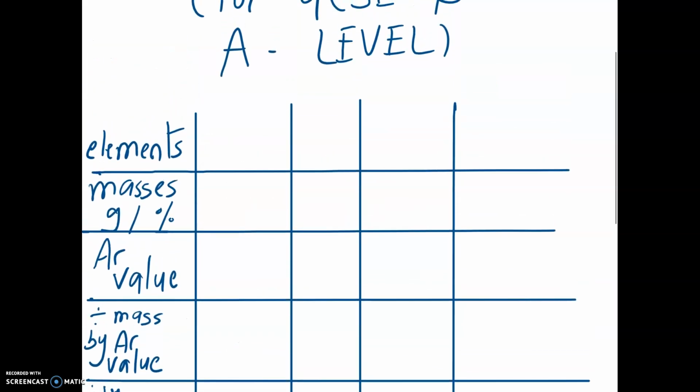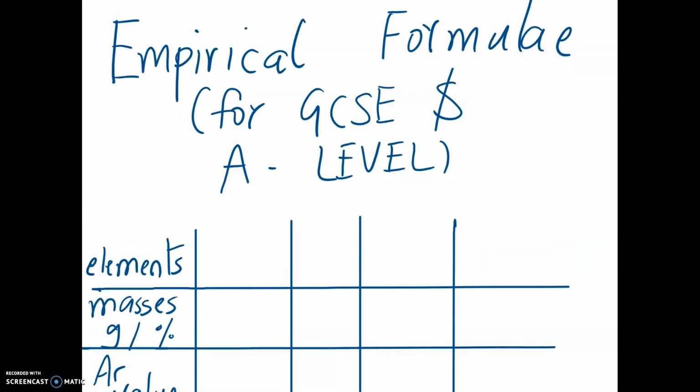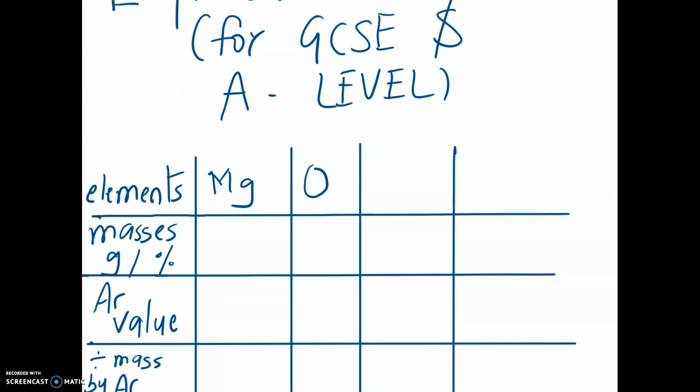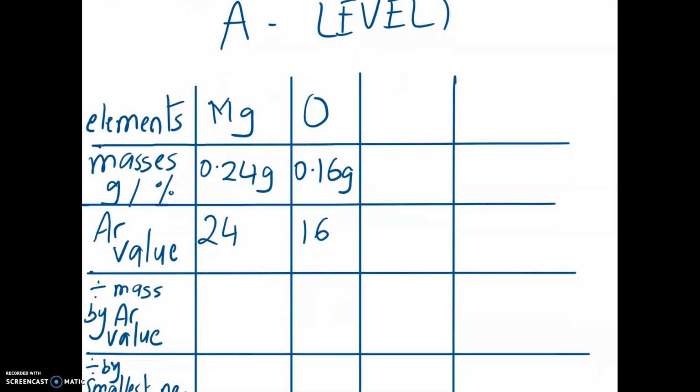So let's look at what we're doing today. The first example we're going to look at, the elements that we've got are Mg, magnesium, and O, oxygen. The masses that have been given to us are 0.24 grams and 0.16 grams. The AR values are 24 and 16. If it is A level, then the AR value for magnesium is 24.1.